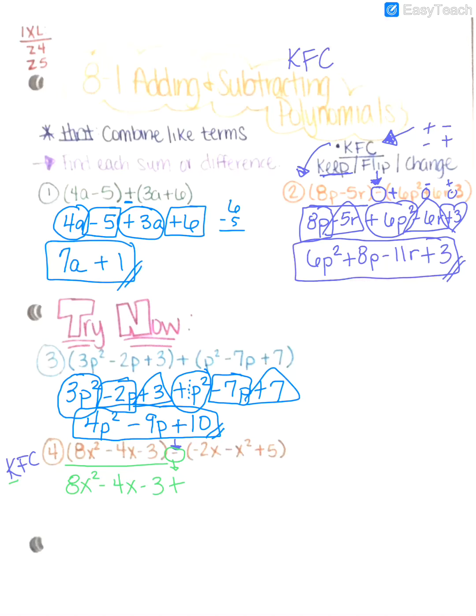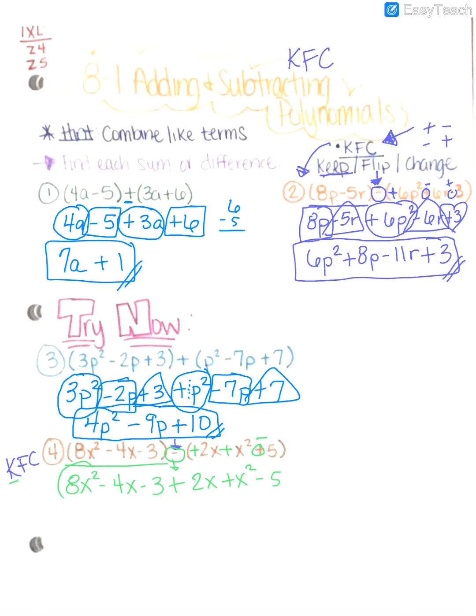We're going to go ahead and flip that minus to a plus. And then we're going to go ahead and change every operation symbol on the inside of this last set of parentheses. So here we'll have a plus, so I don't have to put a plus, it'll be positive 2x plus x squared minus 5.